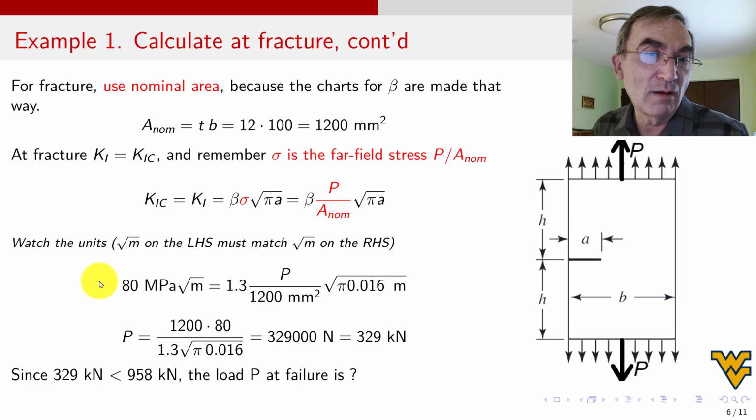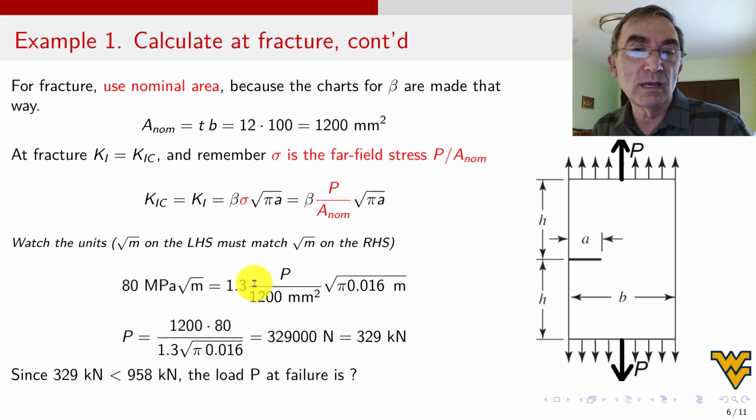So we got everything. Now we got all the numbers there. So we can get P. P then is 1200 multiplied by 80 here. 1.3 goes down. This goes down. Okay, and I do this calculation, I get this number, which is ugly because it says 329,000. So we don't like that. We're just going to write 329 kilonewton. Okay, so that will be the load that will take to propagate this crack, 329.